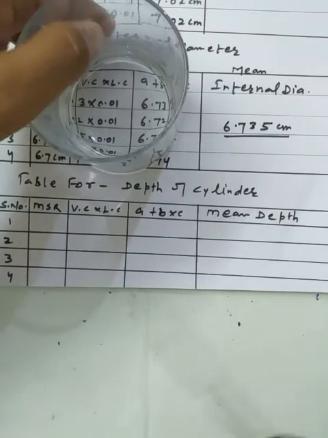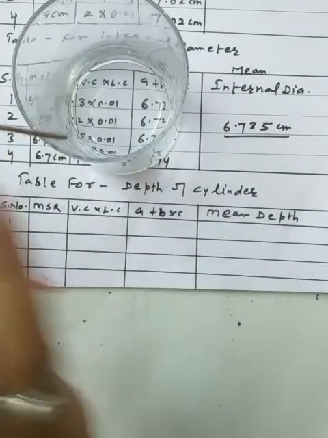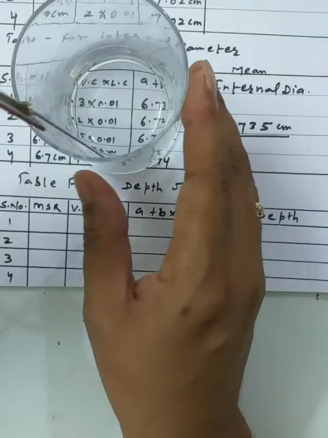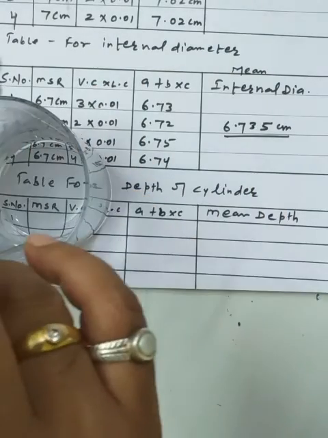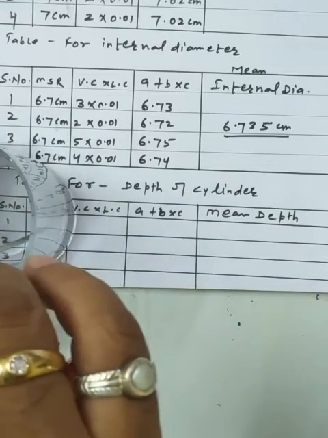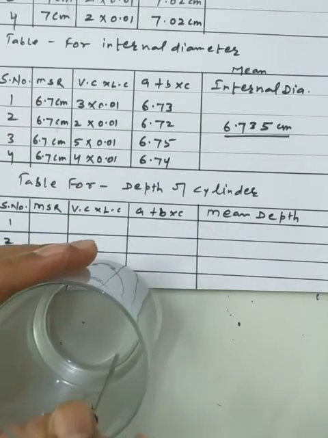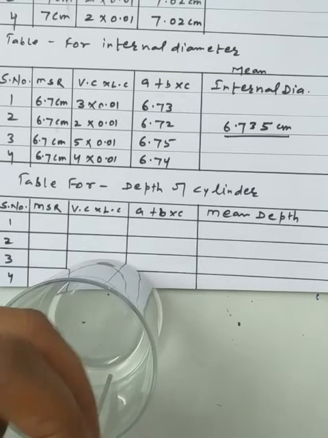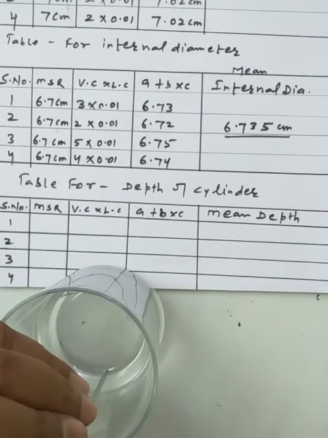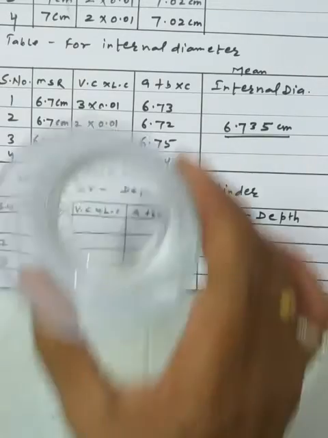Now I am putting a glass here. I am opening this strip and putting the strip inside, and I am stretching the vernier calipers until the strip touches the ground. Up to there I have to stretch the vernier calipers. So I am just completing it.